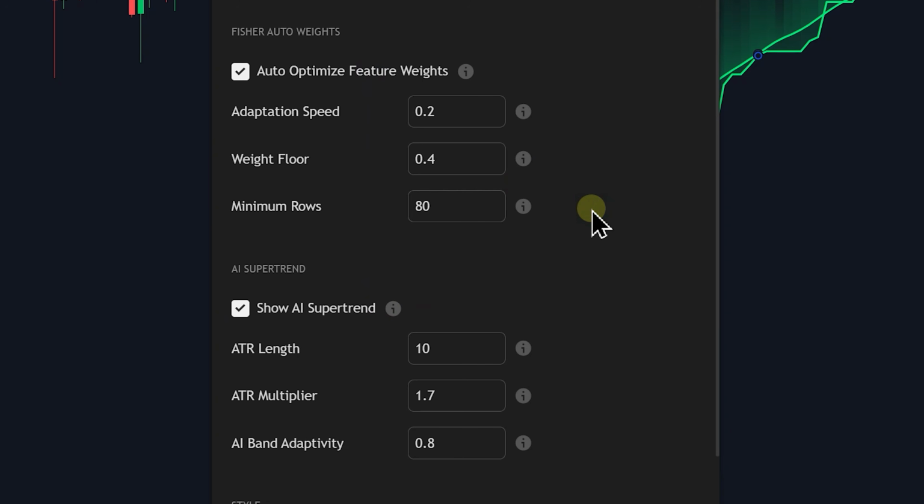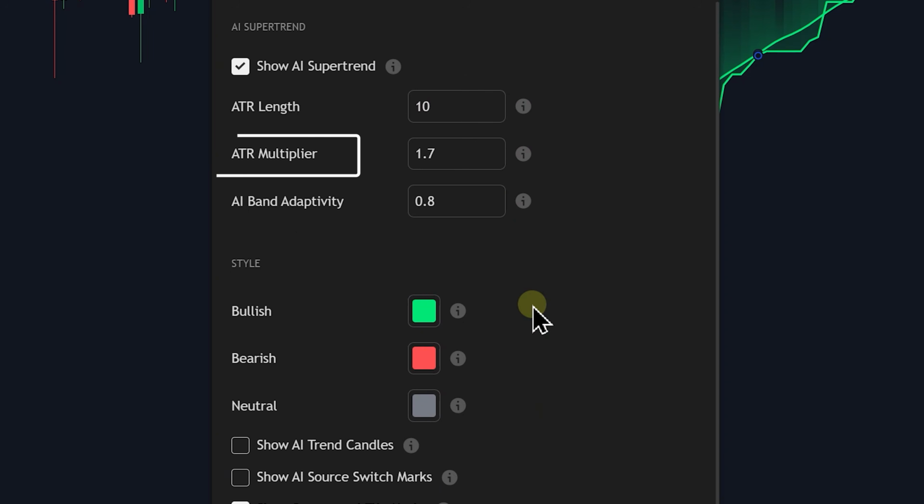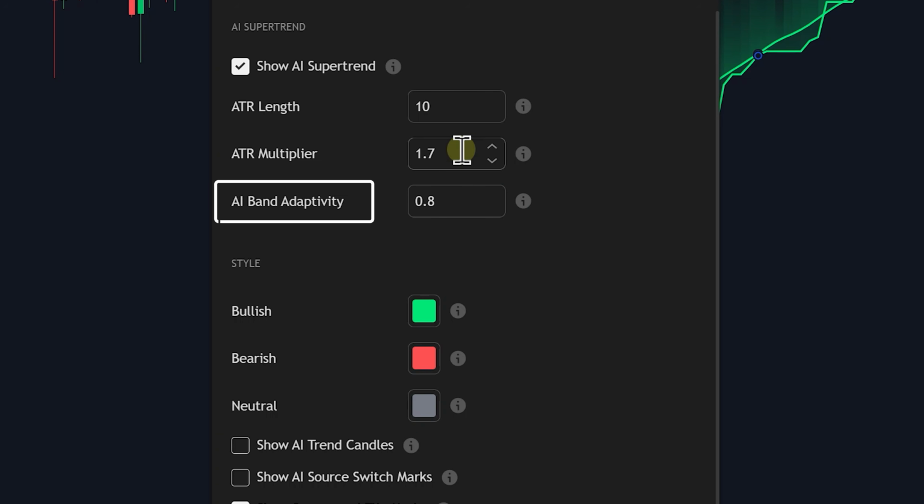Finally, we have the AI Supertrend settings. Enables or disables the trail. ATR length controls volatility measurement. ATR multiplier controls the width of the supertrend. AI band adaptivity determines how much the AI model influences the trail width.